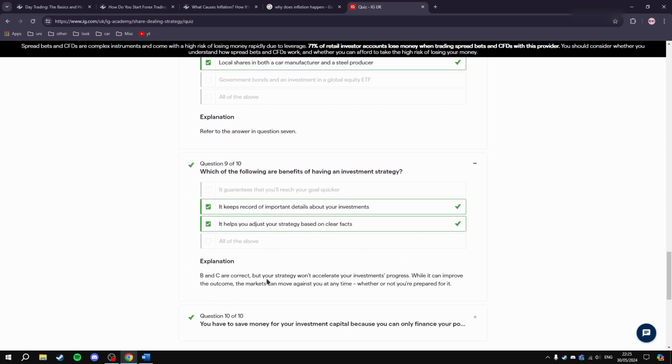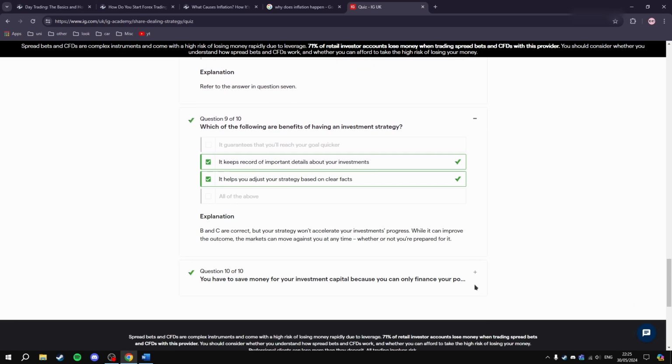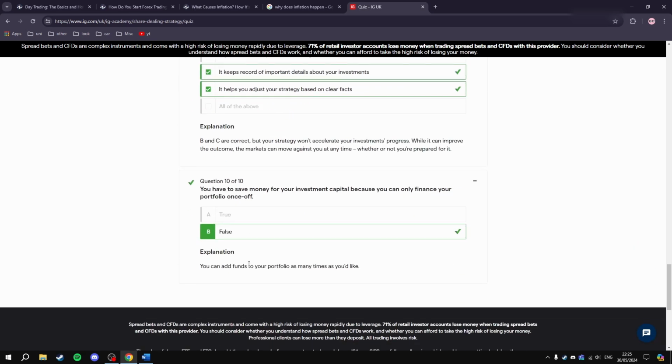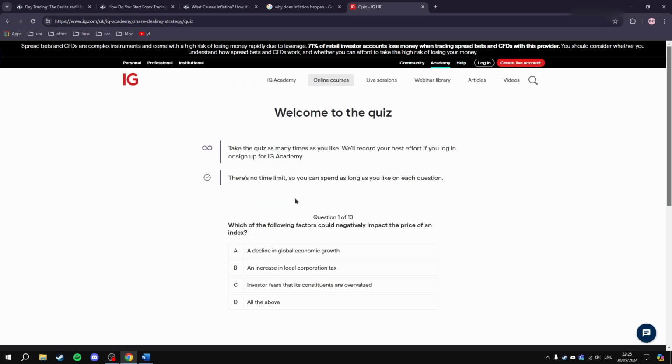B and C are correct, but your strategy won't accelerate your investment's progress. While it can improve the outcome, the markets can move against you at any time, whether or not you're prepared for it. You can add funds to your portfolio as many times as you like. I think that's all, I didn't mean to go back, but yeah, that's all the quiz done for that.